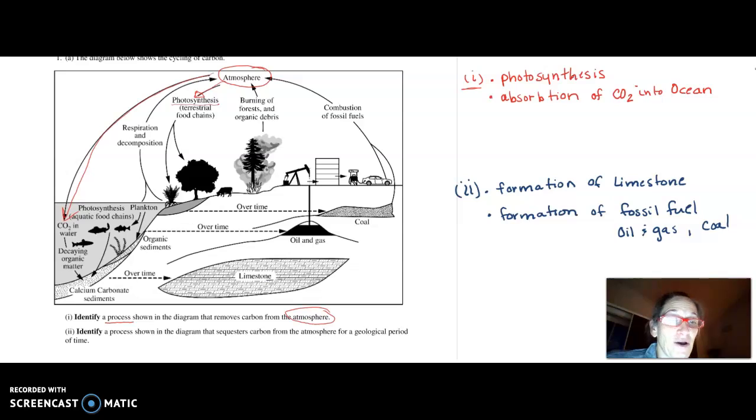You don't want to just say ocean, even though that's where it is sinking, that's where it's going, because it's asking you to identify a process. So absorption would be the process, absorption of carbon dioxide into the ocean.